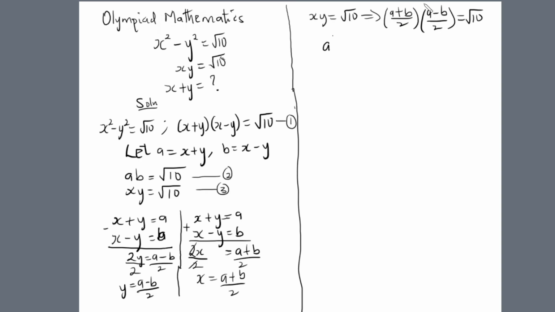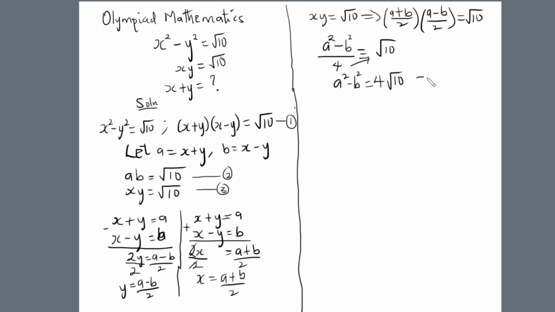In fact, before multiplying everything together, you discover that we have a plus b times a minus b. That's going to give us this difference of two squares. So it will be a squared minus b squared. Denominator is 2 times 2, which is 4, and that equals the square root of 10. All right, so I can say a squared minus b squared, cross multiply, equals 4 root 10.